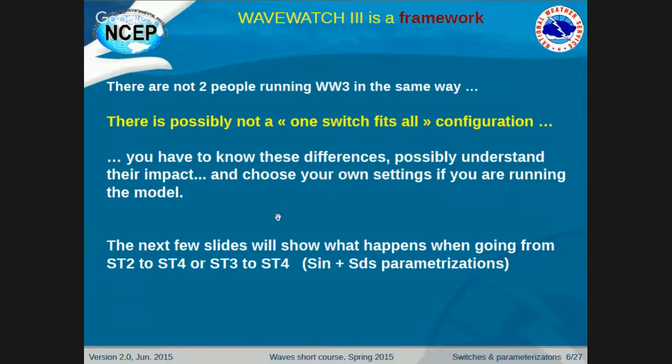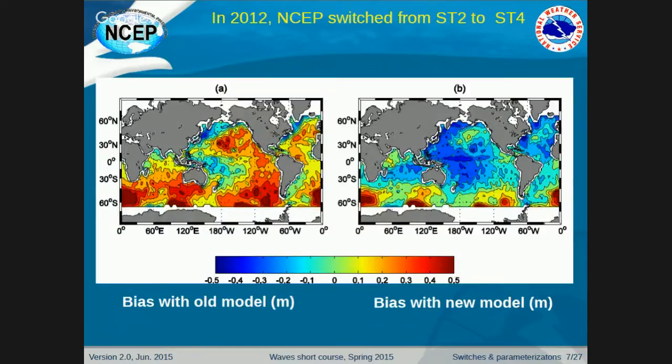And what I will show you now is actually what happened when NCEP changed their parameterization from ST2 to ST4. That was 3 years ago. And that's the bias against altimeters. These figures are actually from Harun Chawla. I think it's used Jason, probably Jason 2. So here the errors were actually pretty big in the Southern Ocean.